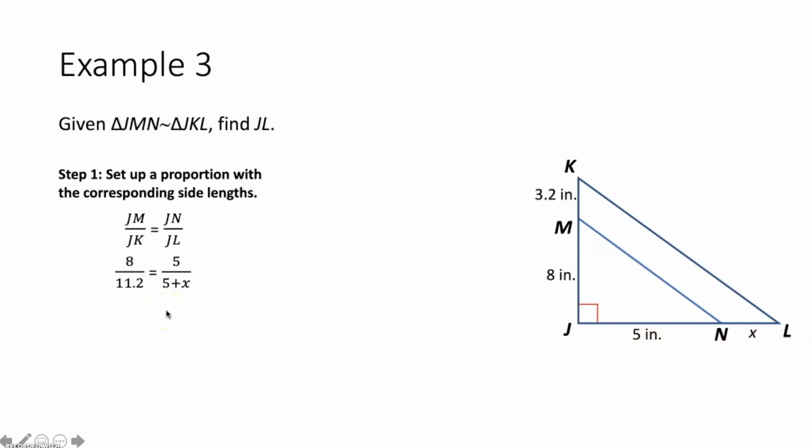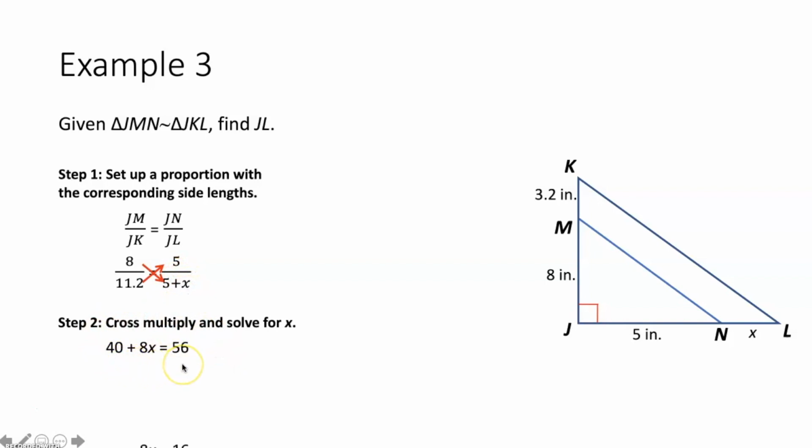Now what I can do is I have a proportion, I have a variable, and I can solve for that variable. And how do I solve a proportion? I'm going to use the cross product property. I'm going to multiply across and set the two products equal to one another. Then I can solve for x. So it's going to be 11.2 times 5, and we're going to set that equal to 8 times the quantity 5 plus x. Now remember, when you're multiplying 8 times the quantity 5 plus x, you have to distribute 8 to the 5 and to the x. Now we can solve for x.